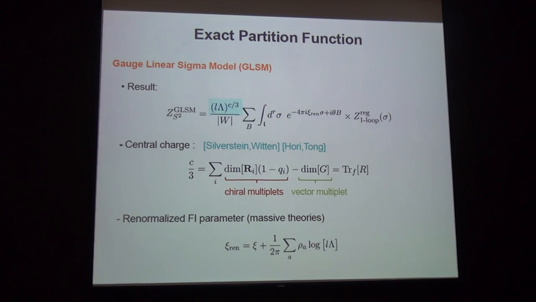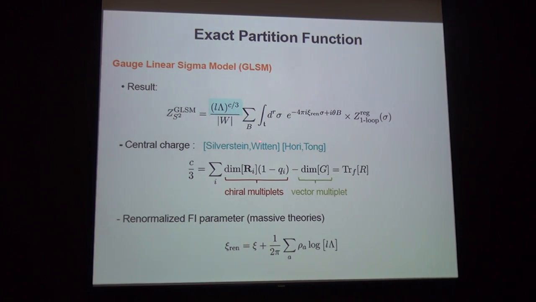So collecting all these facts, one can show more. The more precise form of this two-sphere partition function is given by these expressions. Now we have some prefactor that depends on this UV scale explicitly. And from this prefactor, we can read off the central charge of the IR CFT, which is given by these expressions.